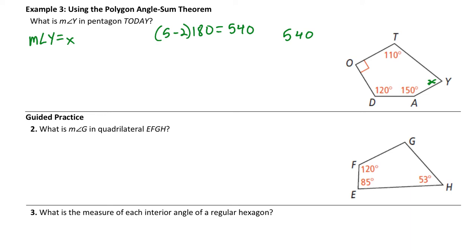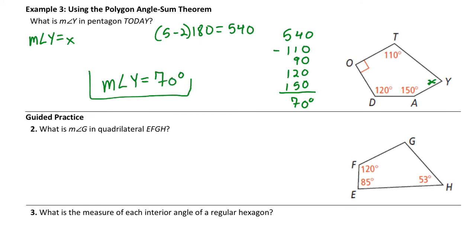So to do that, I'm going to take 540 minus 110 minus 90 minus 120 minus 150. So I'm subtracting all of the known angles to find the measure of angle y. So that means the measure of angle y is 70 degrees. So I'm going to write the measure of angle y is 70 degrees, okay?